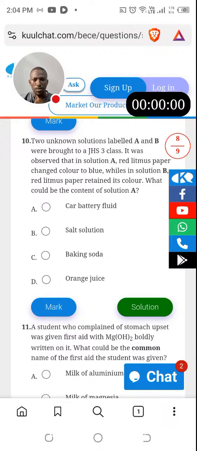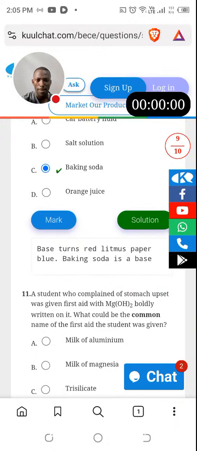So you have car battery, salt solution, baking soda. So car battery fluid should be an acid. Baking soda, salt solution. Good. So baking soda is a base simply because we've gone for baking soda because of the fact that it changed red litmus paper blue. Let's look at the explanation. So base turns red litmus paper blue. Baking soda is a base.